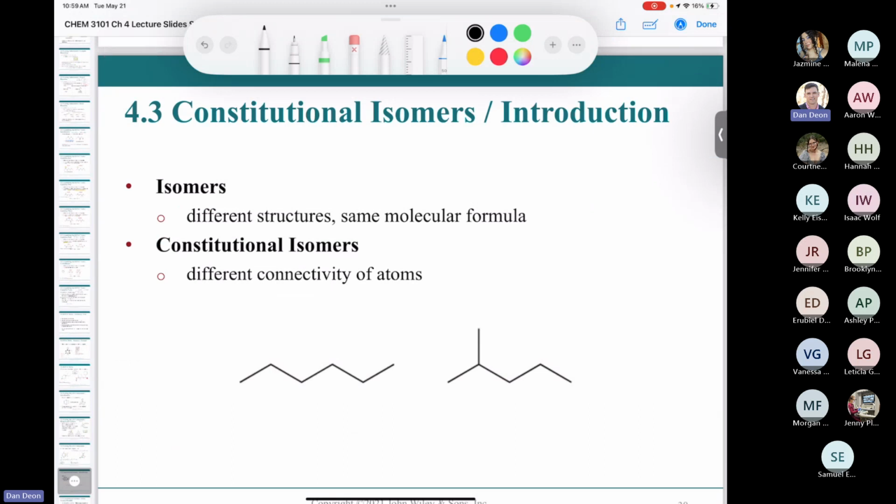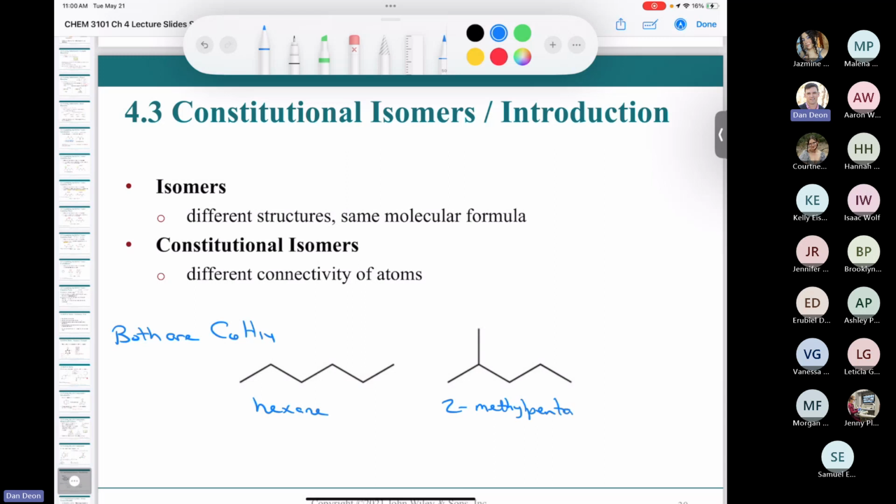You guys know what isomers are. They're compounds that have different structures but the same molecular formula. So if I look at these two compounds down here, you can see that both are C6H14, but they're different compounds, aren't they? This one is hexane, and this one is 2-methylpentane.